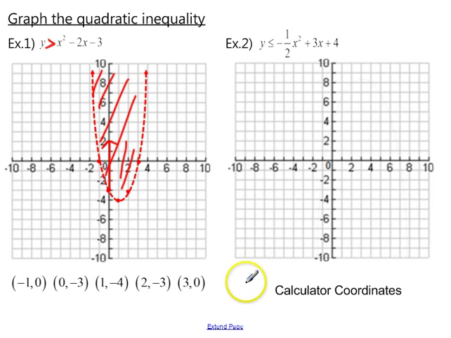Now for the second example, if you feel comfortable with this, I want you to pause and try it on your own and check back with me. But if you're not too comfortable with it, just stay with me and we'll walk through this step by step one more time.